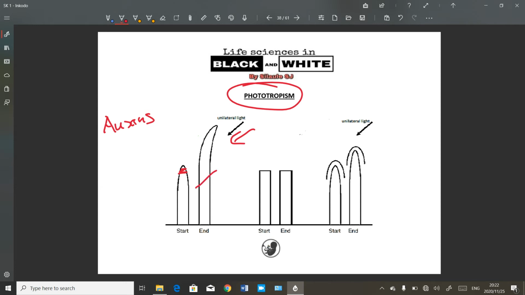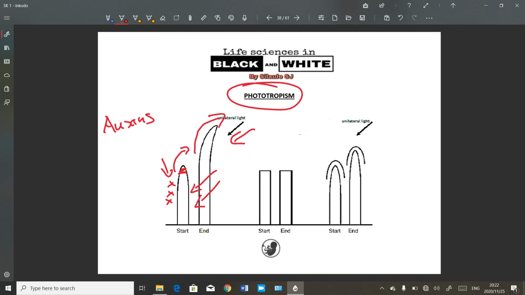So which means if light is coming from a single side, or unilateral light, that means we'll now have more auxins on the shaded side compared to the side exposed to light, and therefore we'll have more growth on this side as well. So if we have more growth on the shaded side, this means this side will grow faster than the side exposed to light, causing the plant shoot to bend toward the light, and that is positive phototropism.